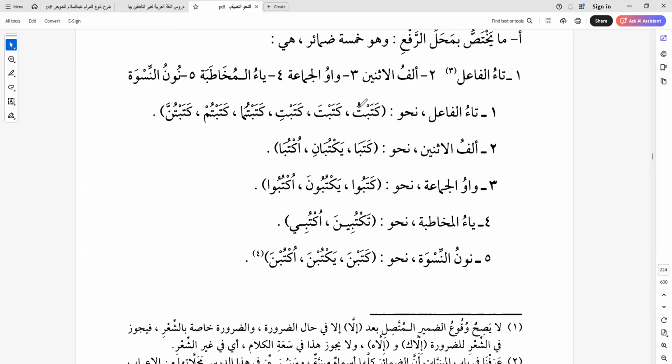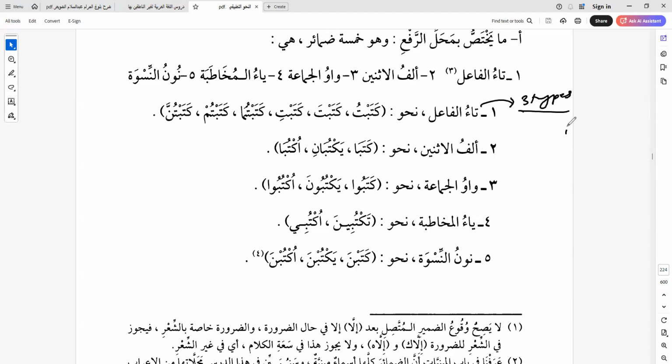Now, katabtu, I wrote. Katabta, you wrote. Katabti, you wrote, to a female. Katabtuma, you both wrote. So here, this is alif ithnain. Katabtum, tu. Katabtunna. So you can see that here, ta, tu, ta, tu. So you can see that ta'ul fa'il has all the four formats of the vowel structure. So ta'ul fa'il, we have three types.